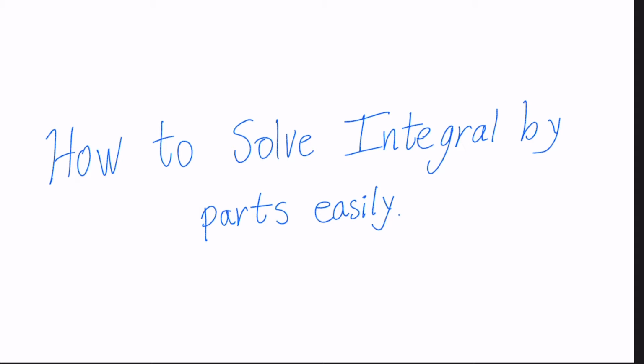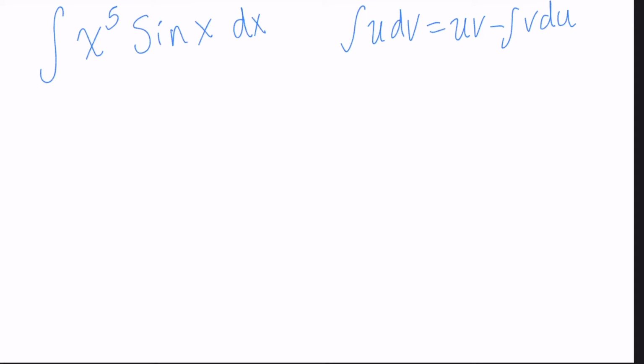Hello everyone. Today we will learn how to solve integrals by parts easily. So at first I will propose this problem. This problem is x to the 5 power times sine of x. And we will recall the formula for integration by parts. This is the integral of u dv is equal to u times v minus the integral of v du.